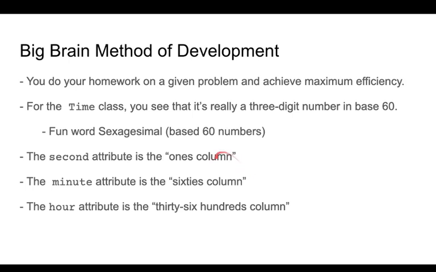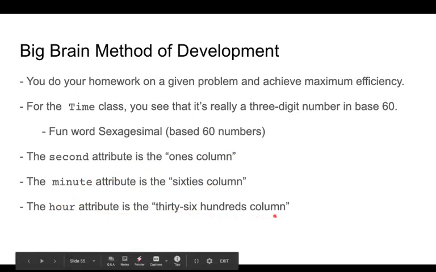The key observation from the time class was that it's a number. We can think about it like a number, and it's base 60. And here's a fun word for you to Google. This is what it formally means to be base 60. So the seconds attribute is the ones column, that's on the right hand side. The minutes attribute is the 60s column, and the hour attribute is the 3600 column, or 60 squared.